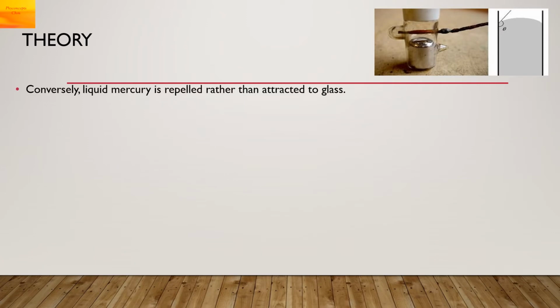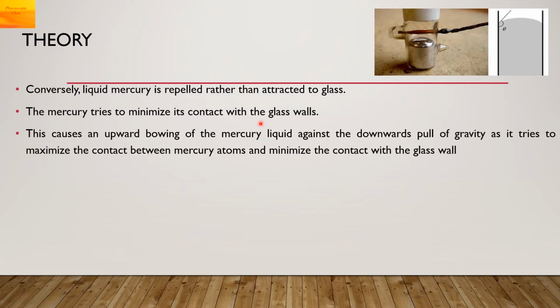Now, that is not the case for mercury. Mercury is repelled rather than attracted to glass, as it is shown in this diagram. The mercury tries to minimize its contact with the glass walls. This causes an upward bowing of the mercury liquid against the downwards pull of gravity, as it tries to maximize the contact between the mercury atoms and minimize the contact with the glass wall.